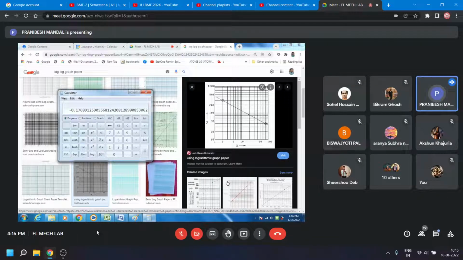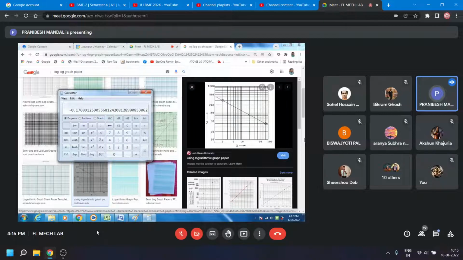If that is there, and you want to make it within a single graph paper, then are you convinced that this log-log graph will need less space? Because after 100, after 1000, 10,000, 100,000, it will actually consume less space. Yes or no? Yes, sir. When the scatter of data is more, it is better to use a log-log curve because it will make it compact.